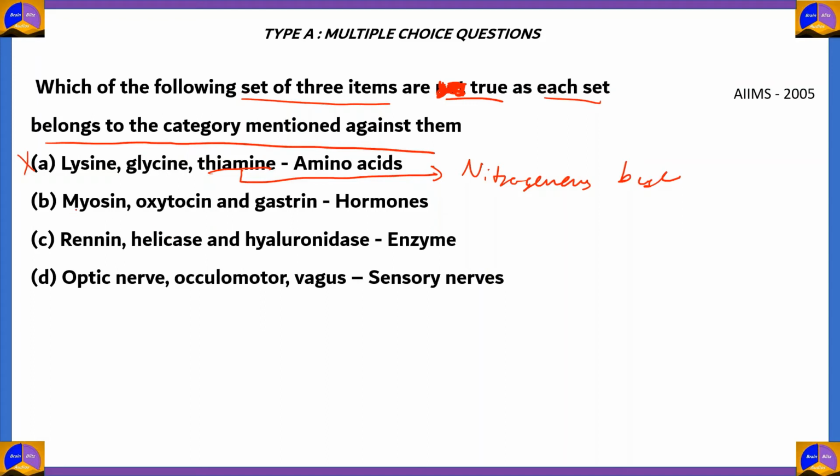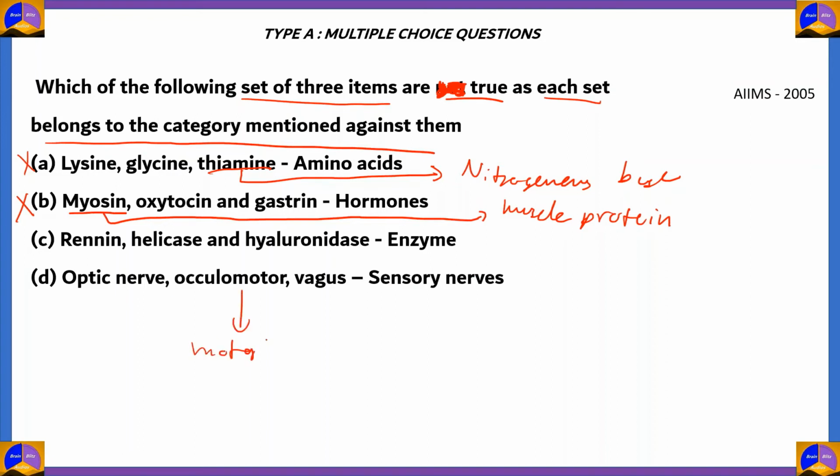So next option, B, myosin, oxytocin, and gastrin. Now these are given as hormones. But myosin is actually a muscle protein and not a hormone. So option B is incorrect. What about option D, optic nerve, oculomotor nerve, and vagus nerve? All of these are given as sensory nerves, but the oculomotor is a motor nerve and the vagus nerve is a mixed nerve.